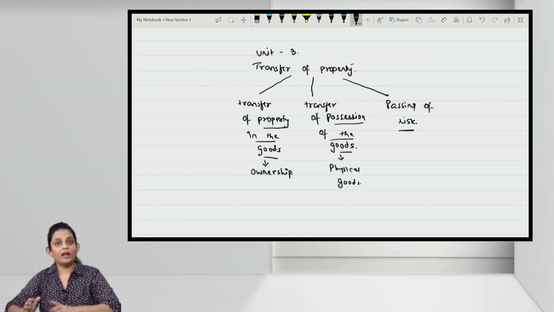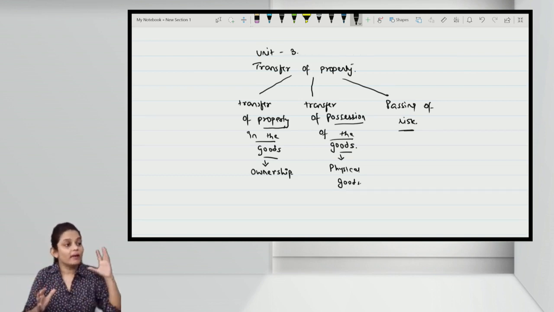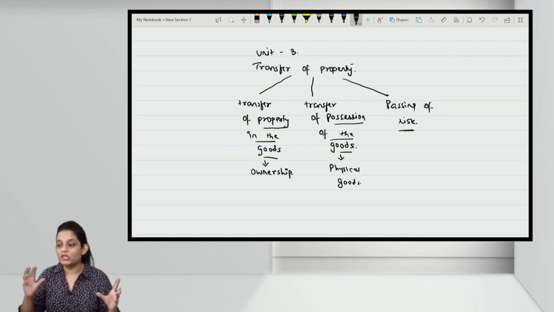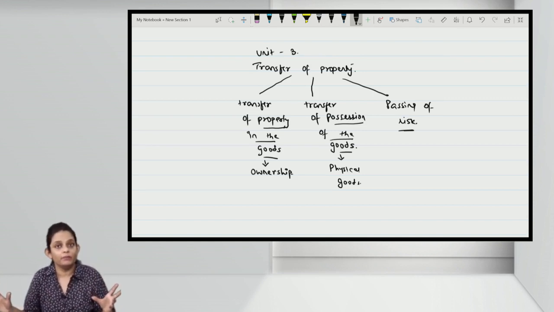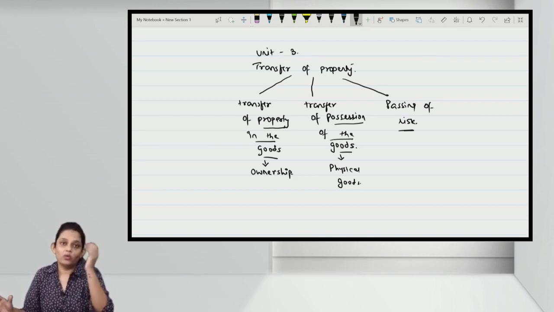Please understand, when I say risk of the goods, it is something associated with physical goods. It's not something associated with payment. So risk passes with ownership whether delivery is made or not.